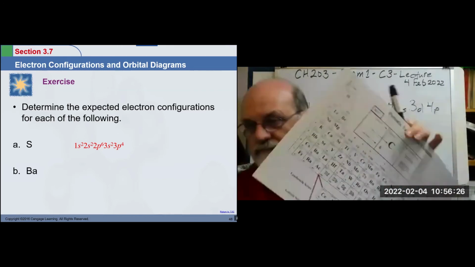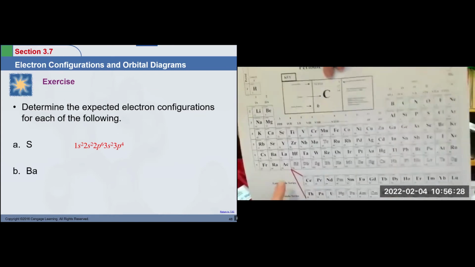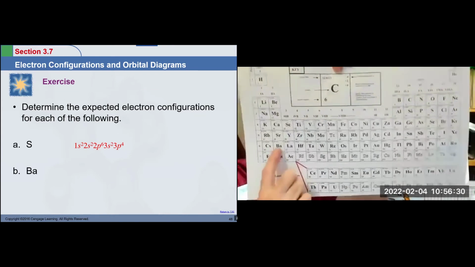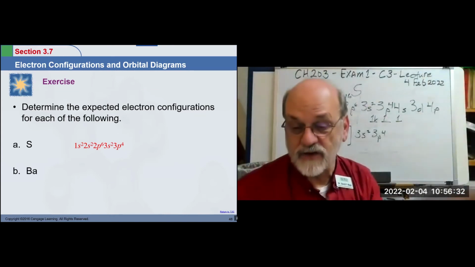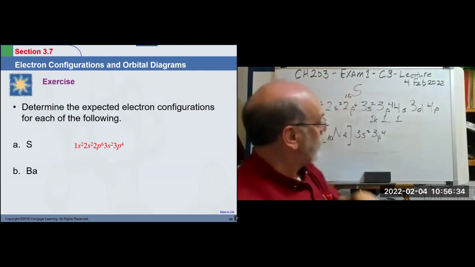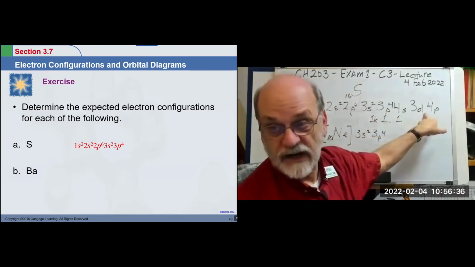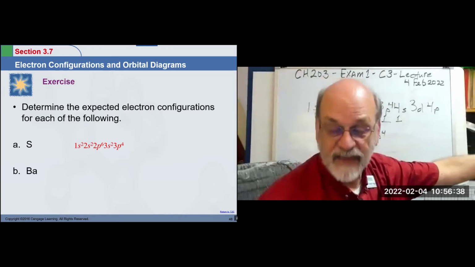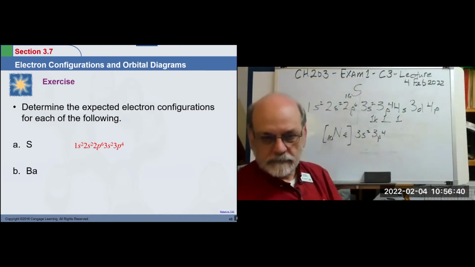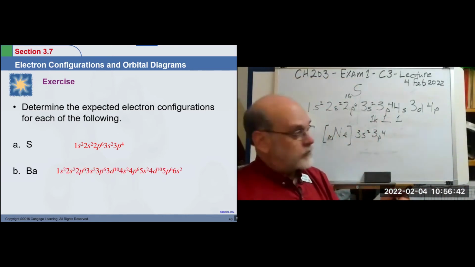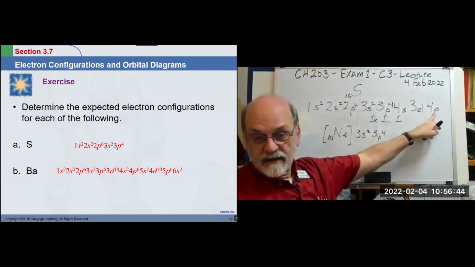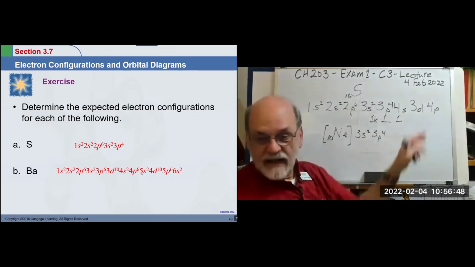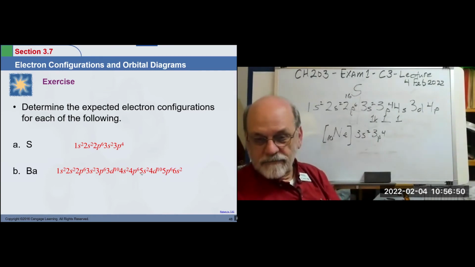Right? Where's barium? Barium is right over here. It's going to have lots of electrons. And if you draw it out this way, that's not even enough. We got to go beyond that. So if we do, right, there's 4p, right, here's 4p6, and then 5s2, 4d10, 5p6, 6s2.